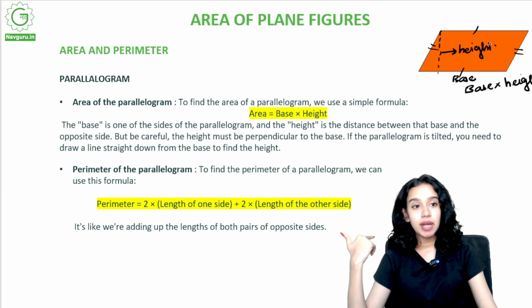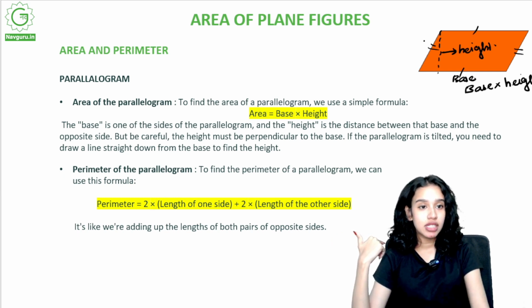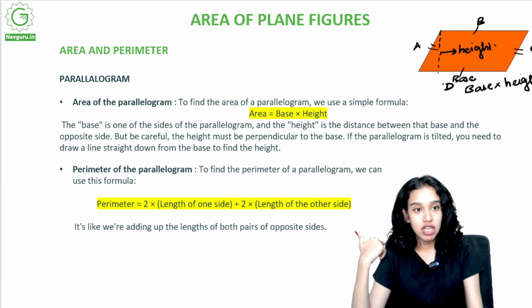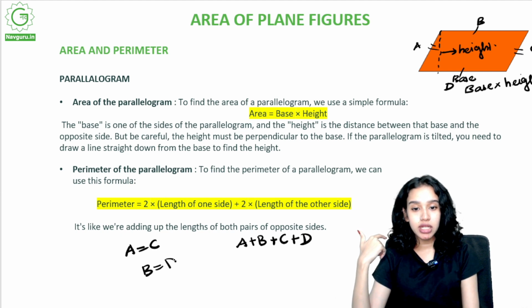And what is the perimeter of the parallelogram? The perimeter of the parallelogram would be, let's say the length of this side is A, the length of this side is B, the length of this side is C, and the length of this side is D. Then we can find the perimeter by adding all four sides, which is A plus B plus C plus D, right? Here what is the property? A would be equal to C and B would be equal to D, right?